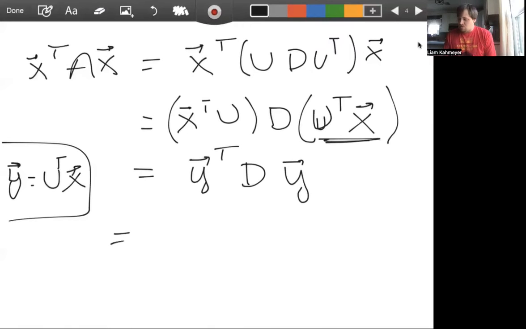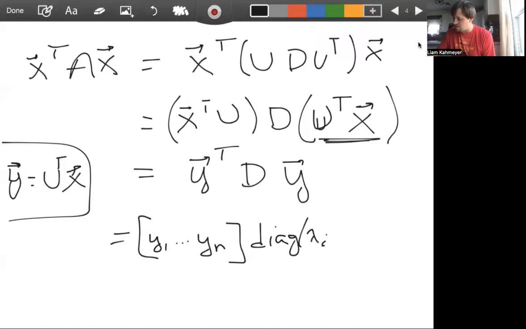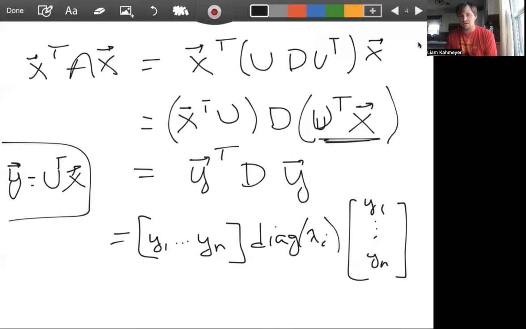Now, what does this mean? We have y transpose, which is y1 through yn. We have D, which is the diagonal of the lambda i's. And then we have y, so if y transpose is a row vector, then y would be a column vector. So then we'll have y1 through yn like this. Well, what is this product?